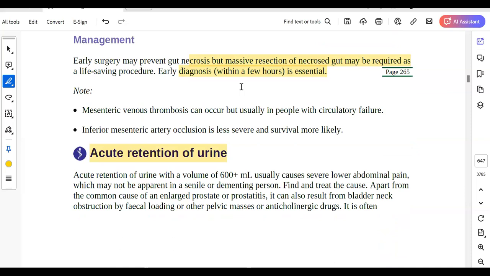Arteriography is an invasive procedure, whereas CT angiogram is a non-invasive procedure. So we normally prefer to go for a CT angiogram because it is non-invasive.